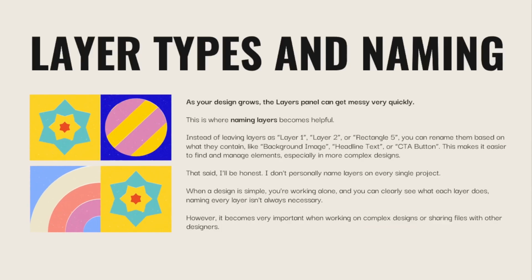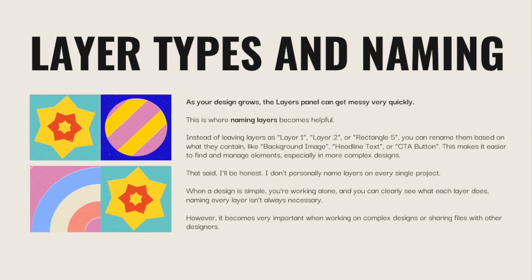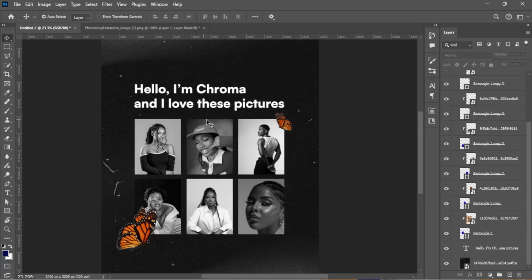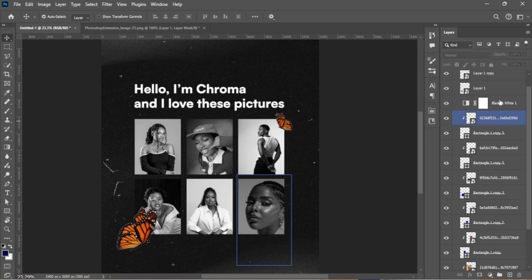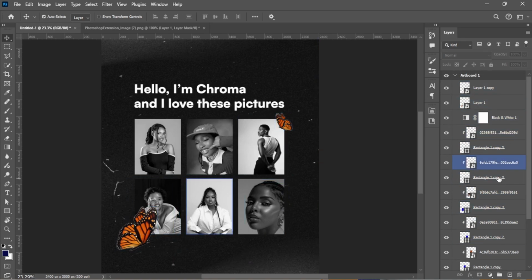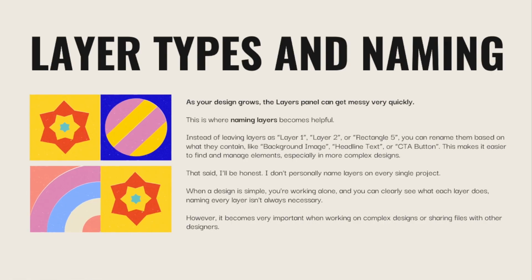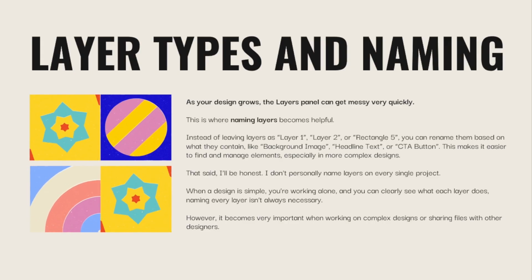So the more your design goes, the more the layers panel gets messy, right? It gets messy very quickly. You can see that you can barely recognize what is what here. Which one is which one? You don't know again. This is where naming layers becomes helpful, right? Instead of having layer 1 or random names like rectangle 5, you can just rename them based on whatever they contain.